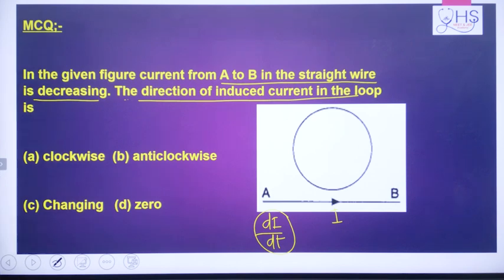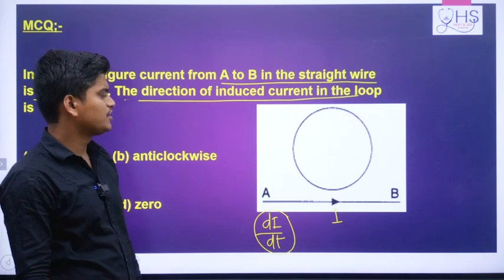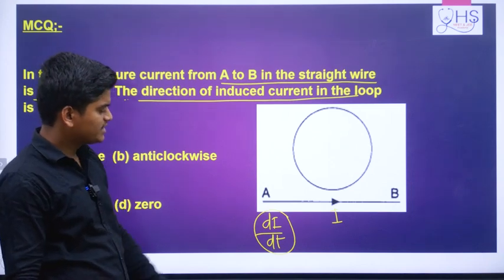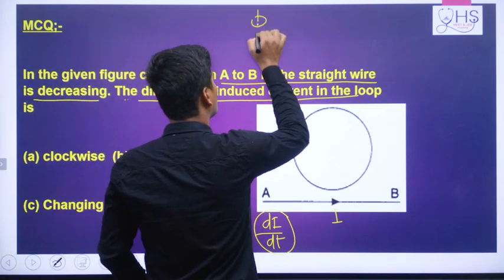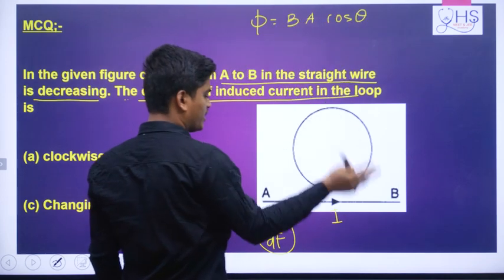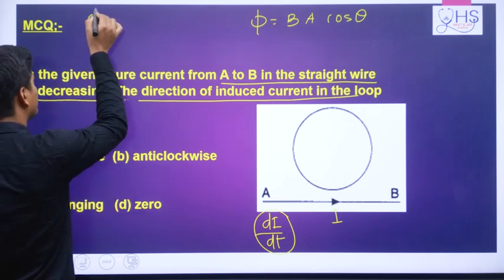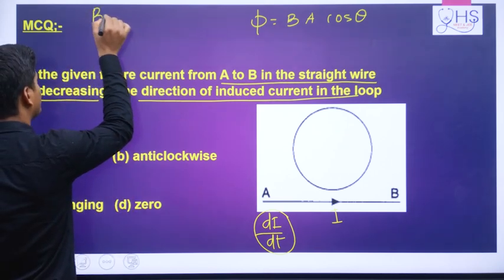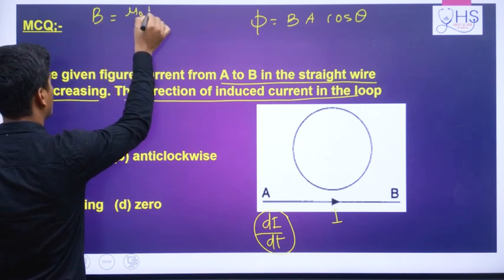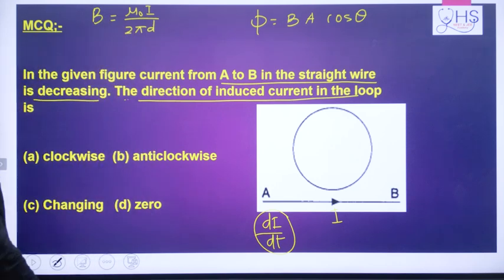Then what will be the direction of induced current? Now you can say, sir, in the flux we have magnetic field, we have area, we have cos theta. But current you did not say anything. We told you, current, we told in Biot-Savart law. Magnetic field is nothing but it is mu naught I by 2 pi d, okay, for a straight wire. This already we have.